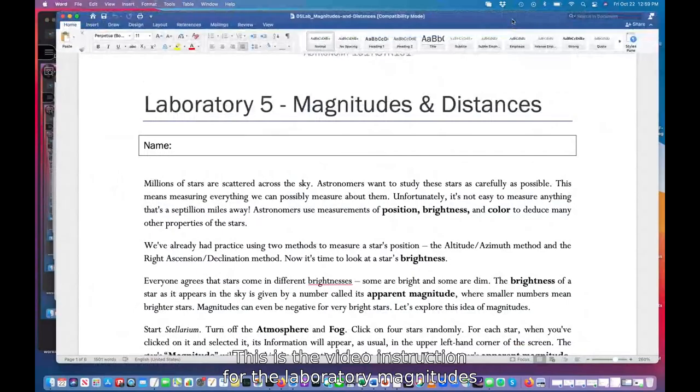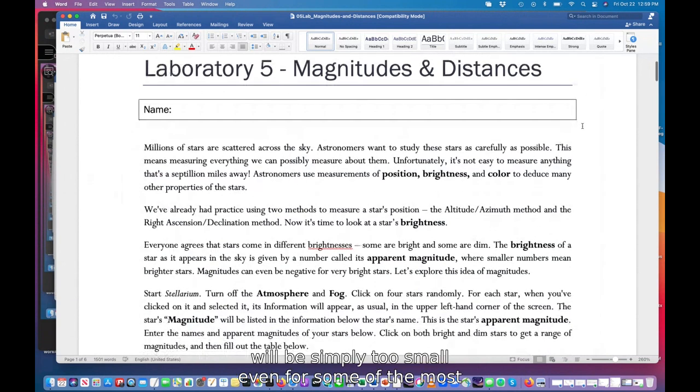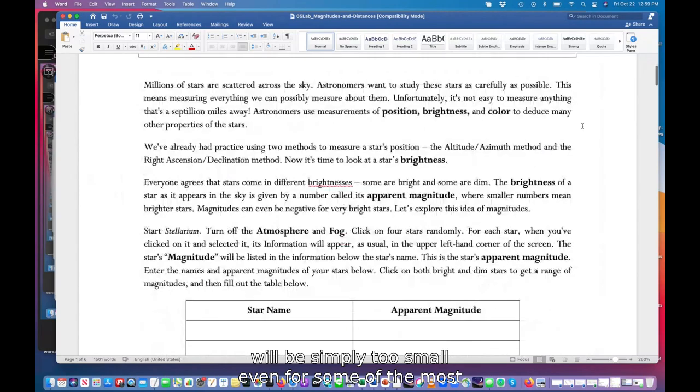This is the video instruction for the laboratory magnitudes and distances, specifically how astronomers will use the information of apparent magnitude and parallax, which are both measurable, to calculate the distances to the nearby stars, okay? And the key is this is only workable for the nearby stars. We cannot apply the parallax methods to stars that are very, very far away. That's because the parallax angle will be simply too small, even for some of the most powerful telescopes, okay?